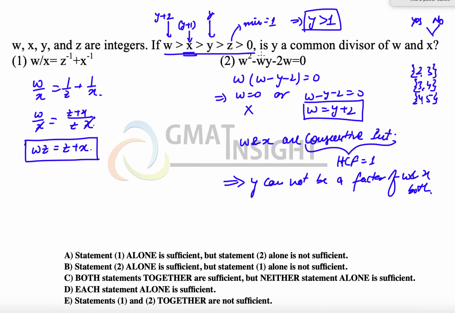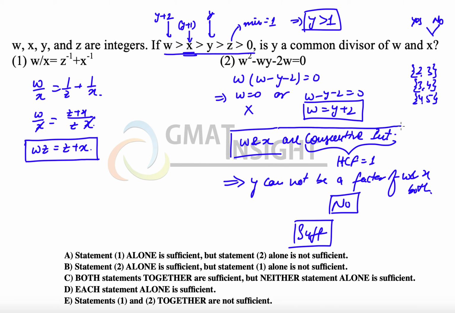That means the question is, is y a common divisor of w and x? We say the answer is definitely no. Definitely no means this statement is sufficient to answer the question. Now, the inference from here was that w and x are consecutive integers. And now I want to just go back to the first statement and try to understand whether any such information can also be inferred from that relationship.